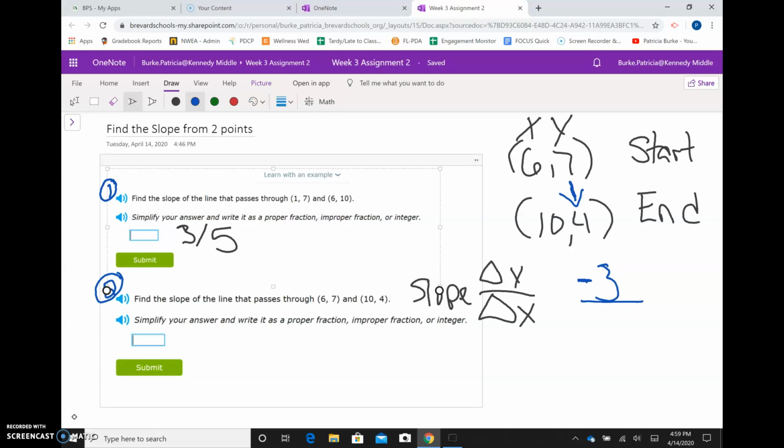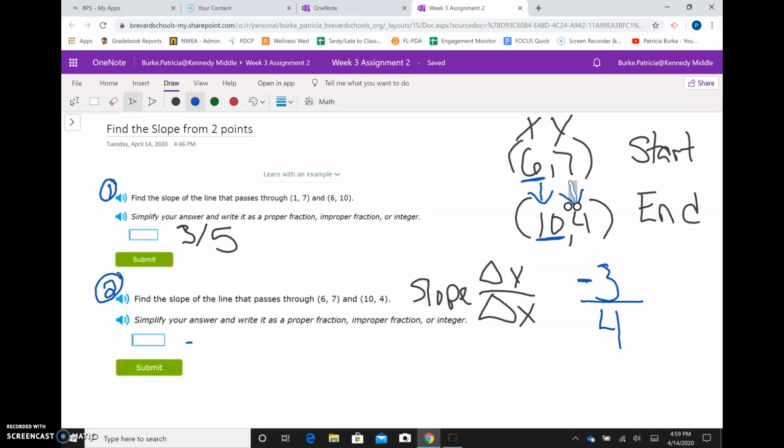All right, let's look at our change in x. We started at 6, and we ended at 10. So what change did we make to 6 to get to 10? Well, in order to get from 6 to 10, you have to add 4. So minus 3/4 is your answer, because you cannot simplify 3/4 anymore.